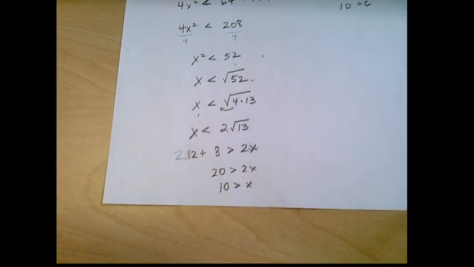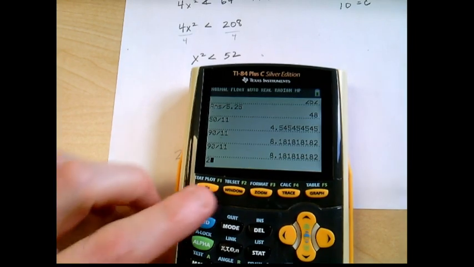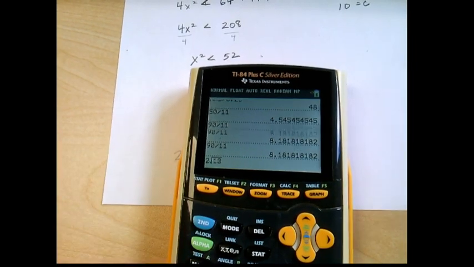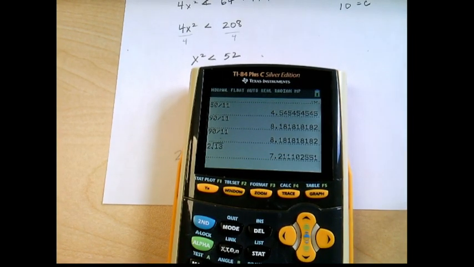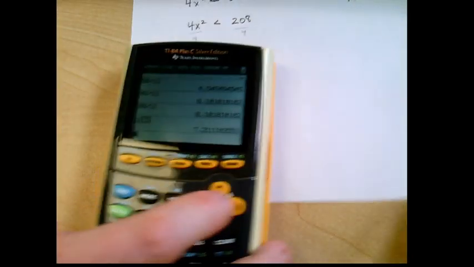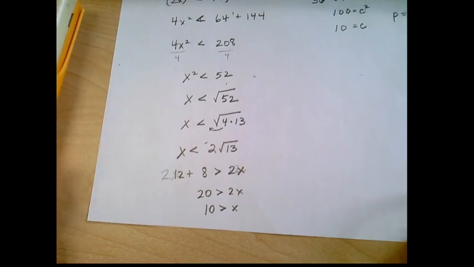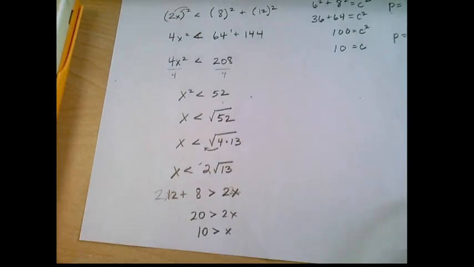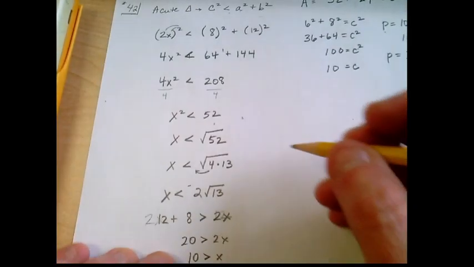Now if I go back here, 2 radical 13 gives me 7.2. So I already know if it's going to be acute, it's got to be less than 7.2. I guess the other thing I was thinking was this. This is a better idea.